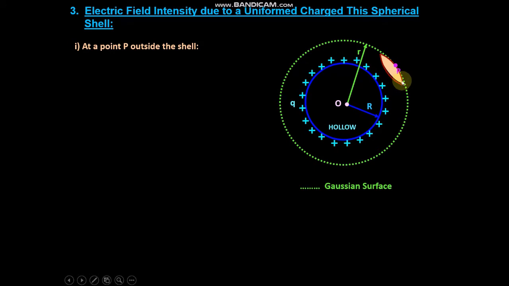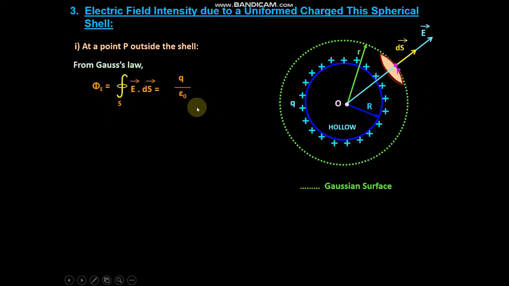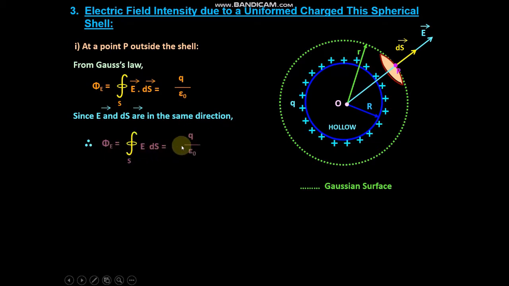And let me take one small area ds here, and in the small area ds I will try to find out ds and E. Now this is the direction of ds, perpendicular and outwards, and this will be the direction of E. So both are in the same direction, so the angle between vector E and vector ds is 0 here. Now from Gauss law this will come, therefore this will be equal to q by epsilon naught.